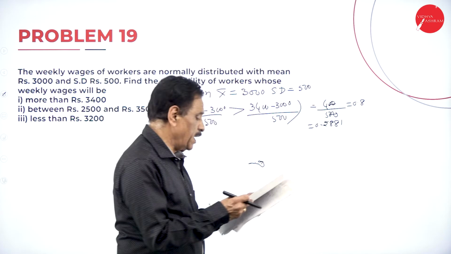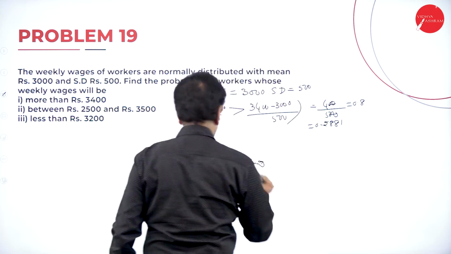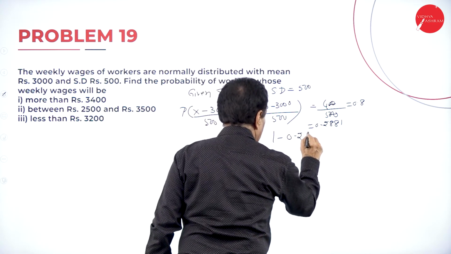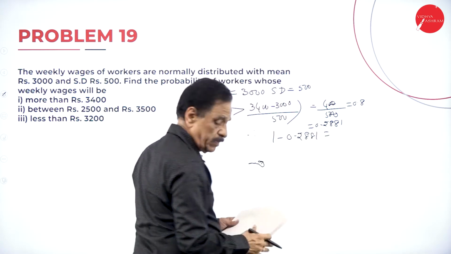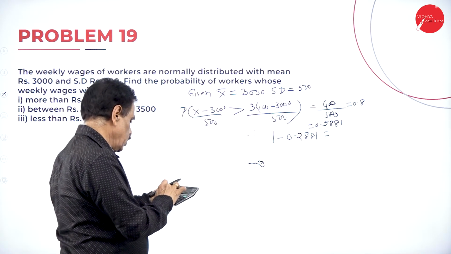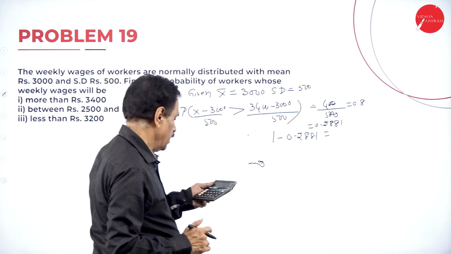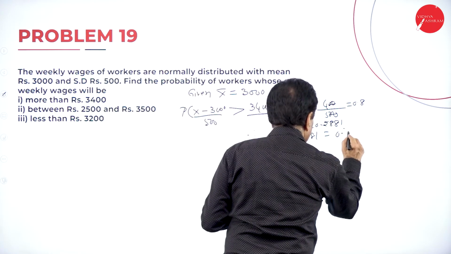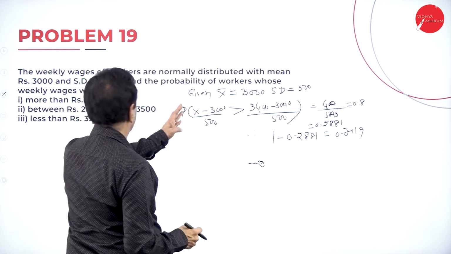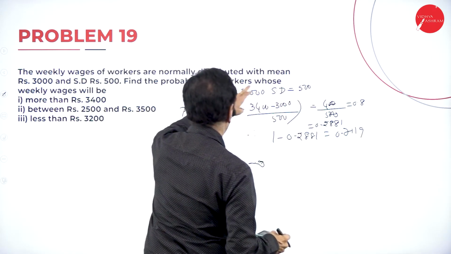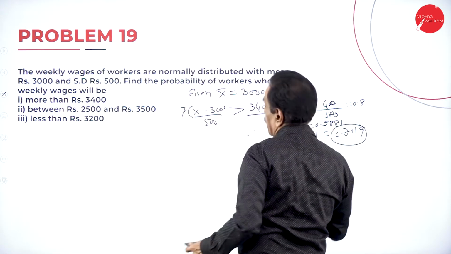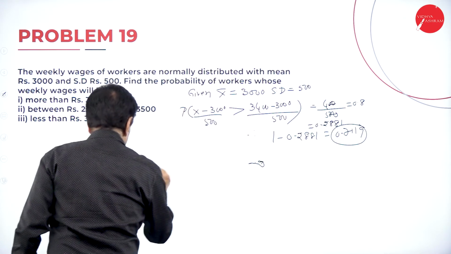0.8 is 0.2881. Therefore, 1 minus 0.2881 is 0.7119. How many workers are there? The number of workers is not given. This is the answer. So put the table now.